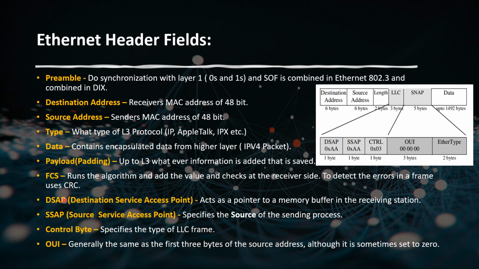If you take the IEEE 802.3 SNAP header, you can see these fields: DSAP, SSAP, control byte, and OUI. DSAP is the destination service access point. It acts like a memory buffer and keeps the receiver station address in the memory buffer. SSAP specifies the source of the sending process. The control byte keeps the information on what kind of LLC information we are sending. OUI keeps the first 3 bytes of the source MAC address. Sometimes it keeps 0.